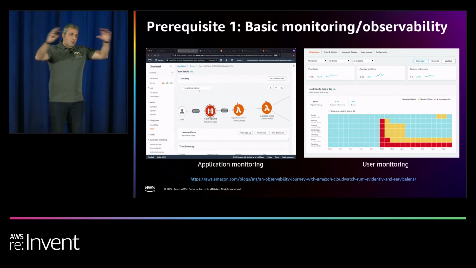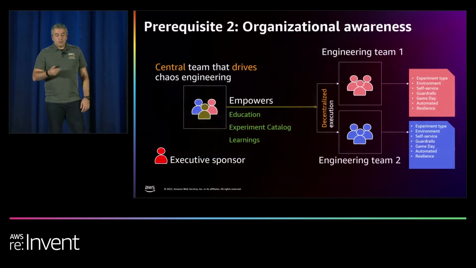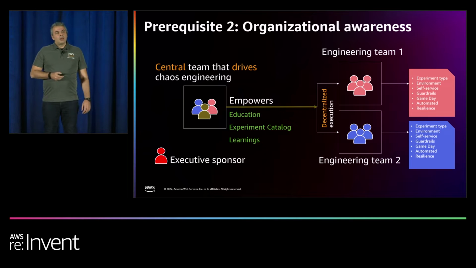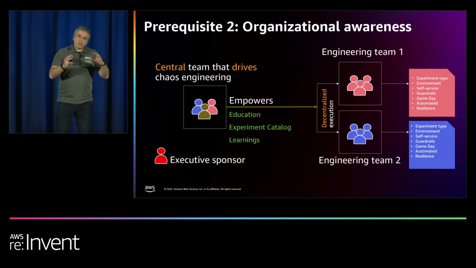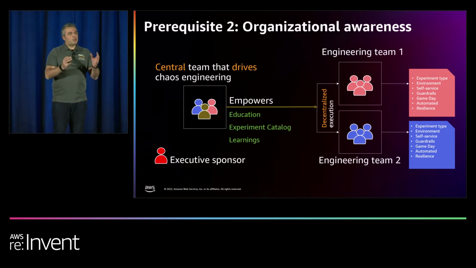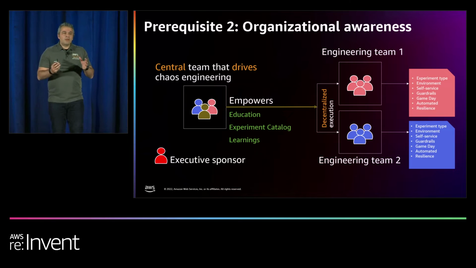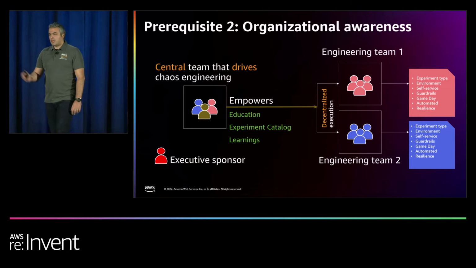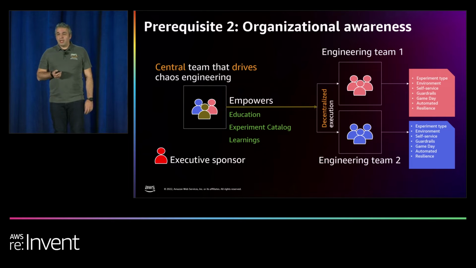So now that we understand the observability aspects, I'd like to move on to the organizational awareness. Now, what we have found is that when you start with a small team and you enable the small team on chaos engineering, and they build common faults that can be injected across the organization, and then enable the decentralized development teams on chaos engineering, that works fairly well.